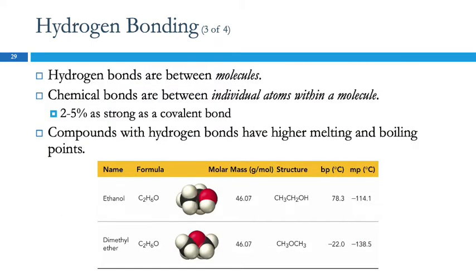So, important to remember, hydrogen bonds are between molecules, not within the molecule. Chemical bonds are within a molecule, between individual atoms. They are much stronger than hydrogen bonds. Hydrogen bonds are about 2 to 5% the strength of a covalent bond. And we see that compounds with hydrogen bonds have higher melting and boiling points.